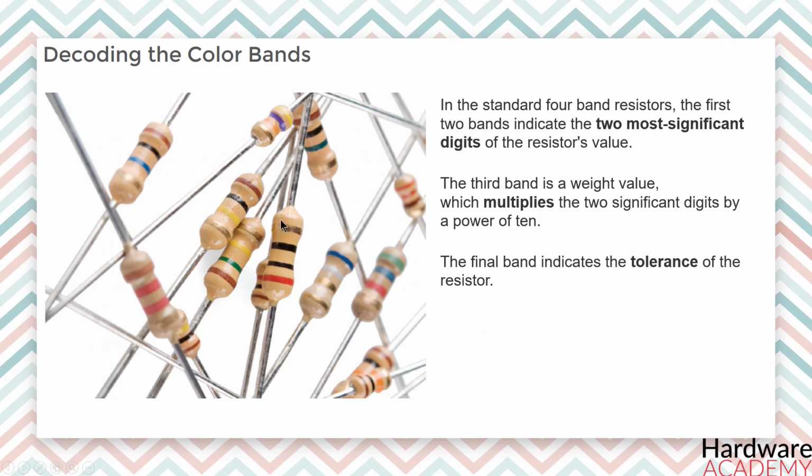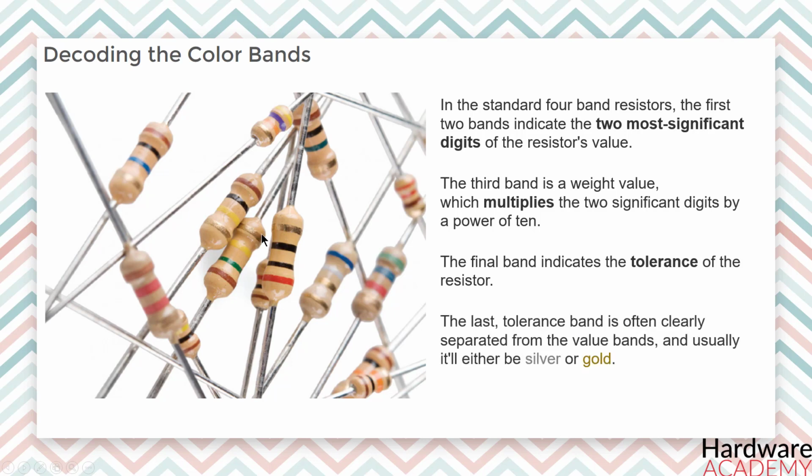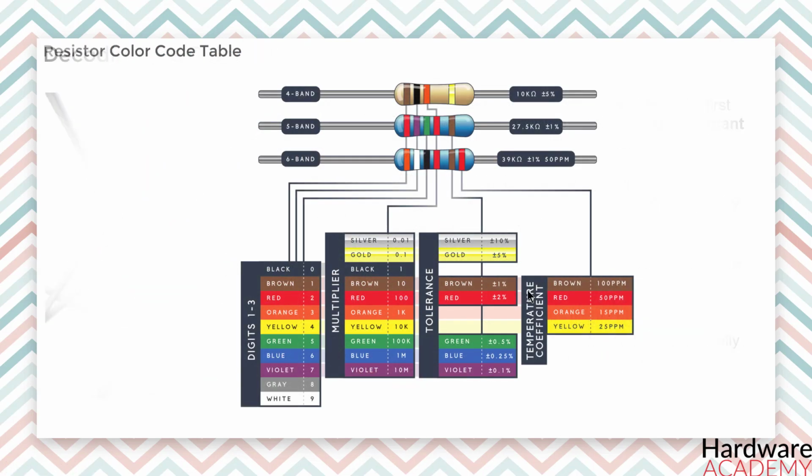So how do you tell which band is first or last? Well, that's a good question. The last tolerance band is often clearly separated from the value bands, and usually it will either be silver or gold. If you want to know more about decoding the color bands, here's a very nice image that clearly shows the purpose of each band for resistors starting with 4 bands, 5 bands and 6 bands.